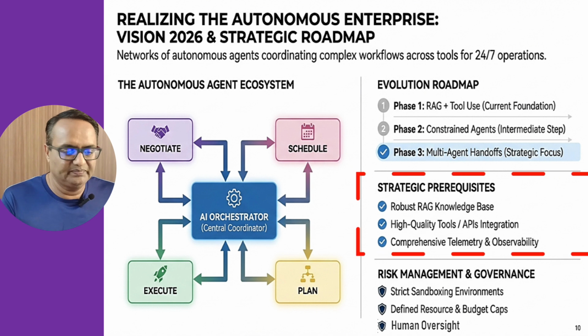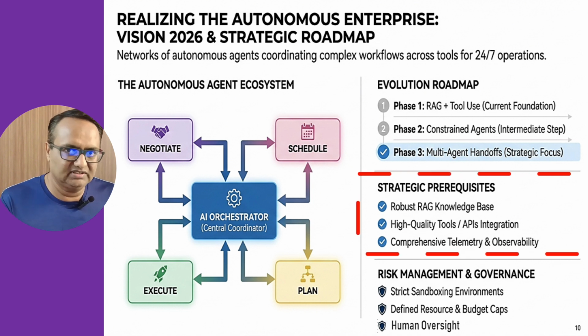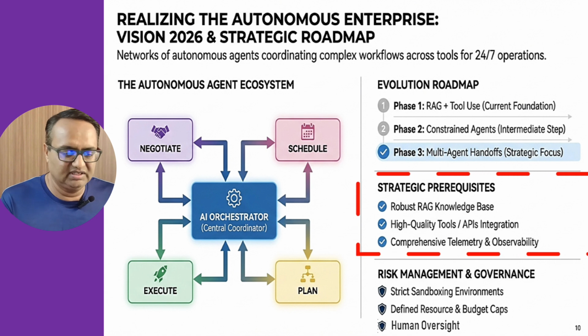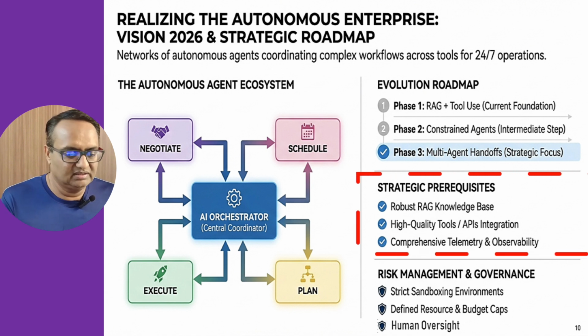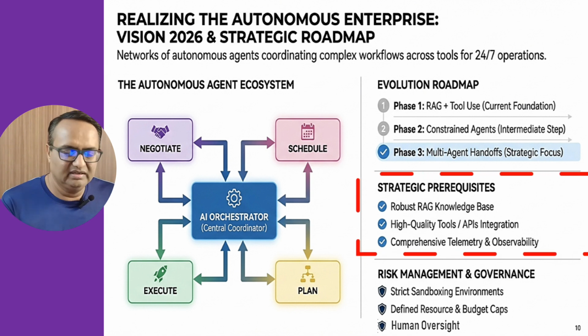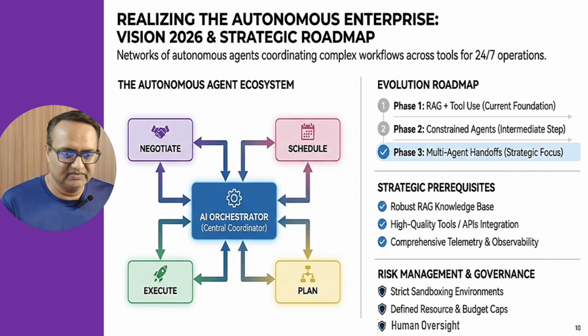Strategic prerequisites are, first, a robust RAG knowledge database. Basically, the accuracy of the data and the storage of the data has to be robust. Second, high quality tools and API integrations. And third is comprehensive telemetry and observability. Logging and monitoring of any enterprise system or AI system is very critical.